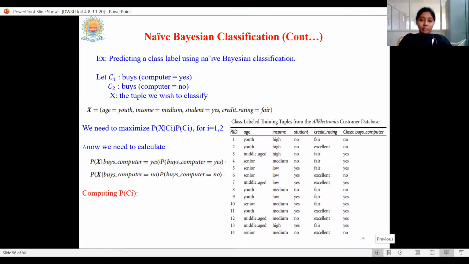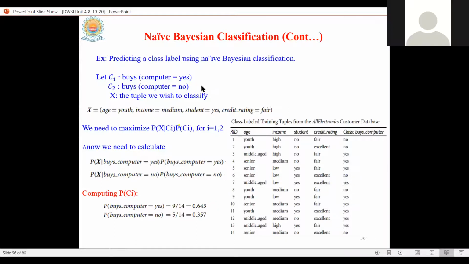Okay, consider an example. Here is a data set. So here, what is C1? Is the screen visible? Yes, ma'am. Okay.